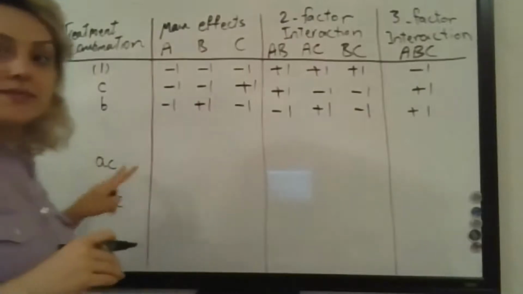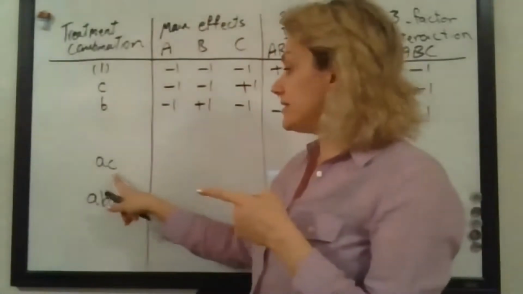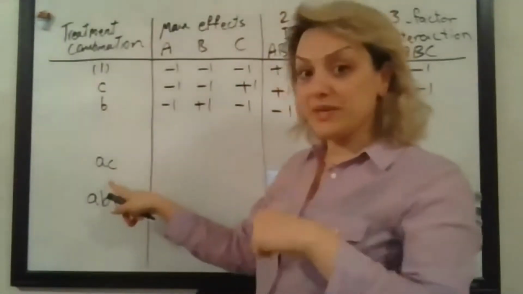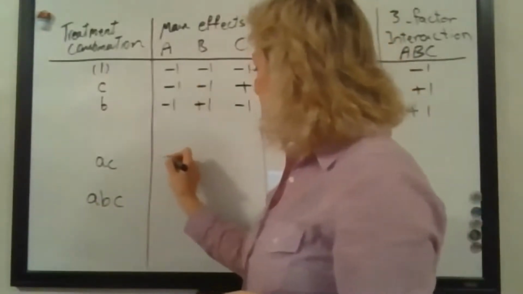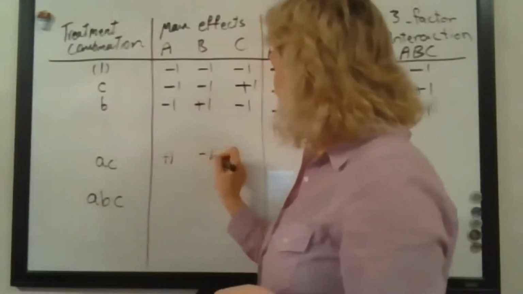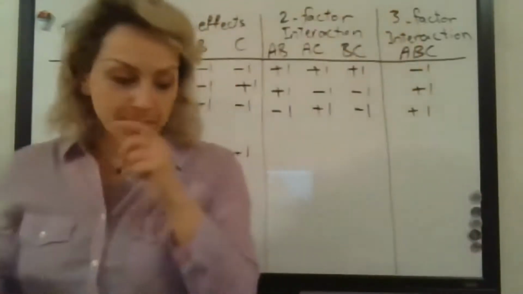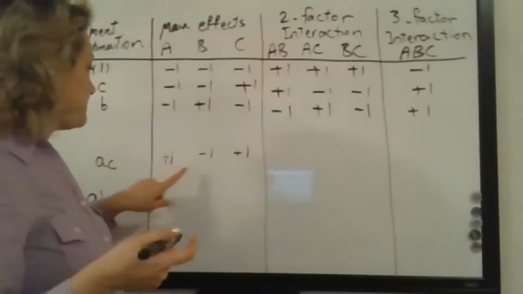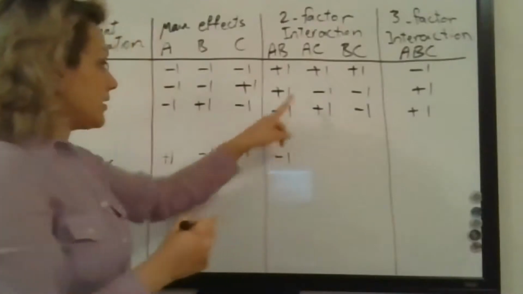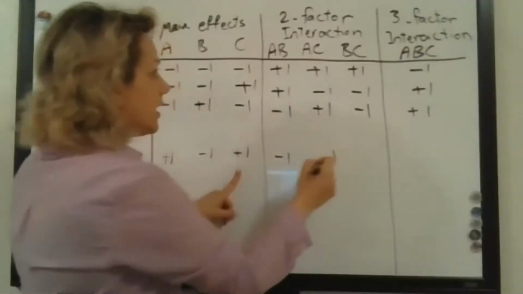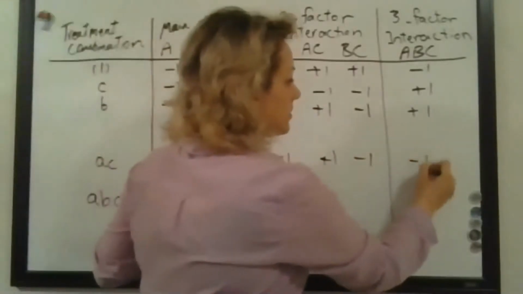So when we have AC, it means that this A is on the high level, and this C is on the high level. You don't see B here, so B is in the low level. So what I'm going to write down here, I would say A is in the high level, B is in the low level, and C is in the high level. As I said, you can just leave that as negative, positive, it doesn't matter. It's going to give you the same answer. And then AB, I would say, is going to be -1. AC is going to be +1. And then BC is going to be -1. And then ABC is going to be -1.